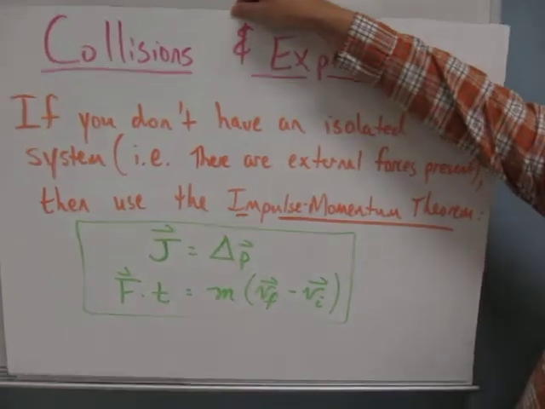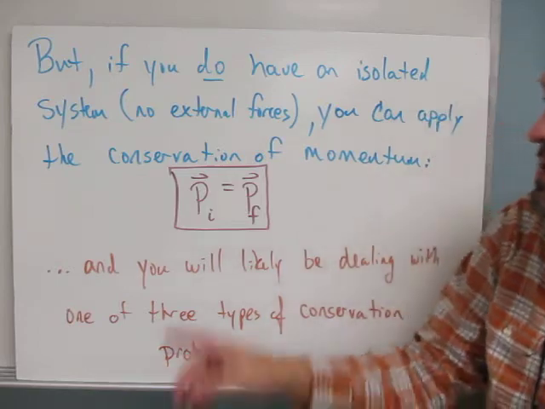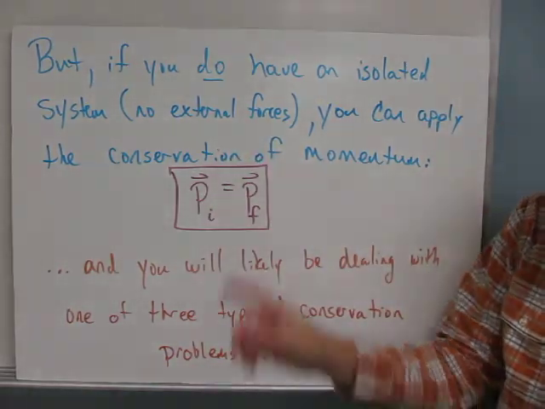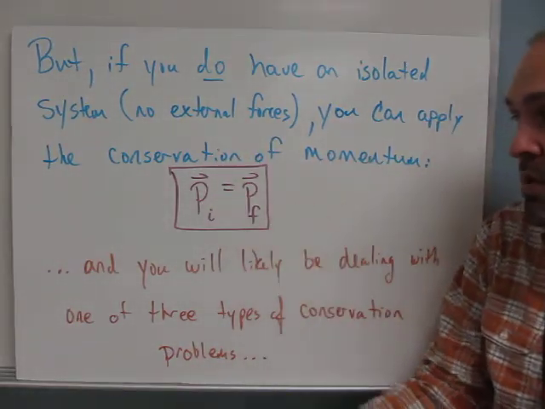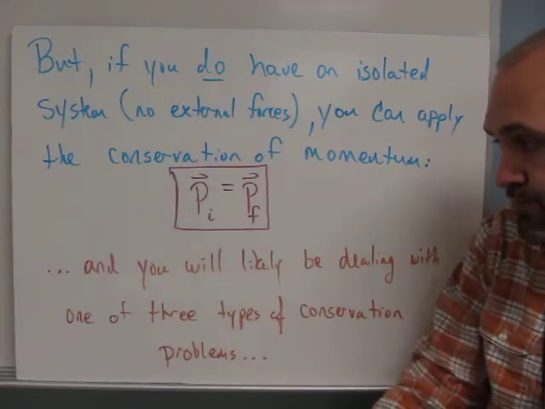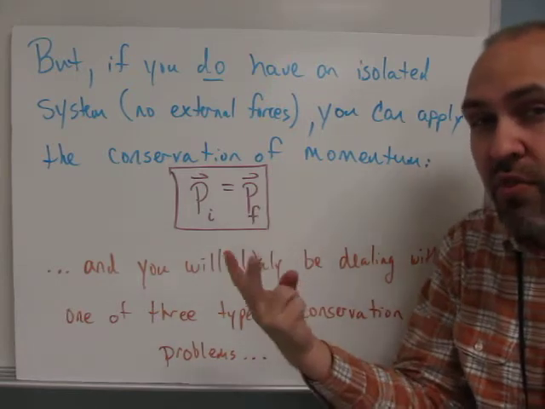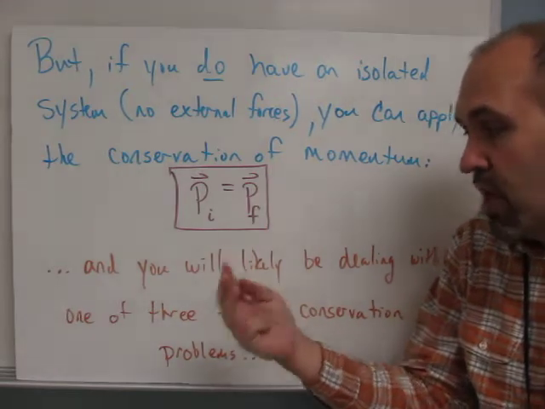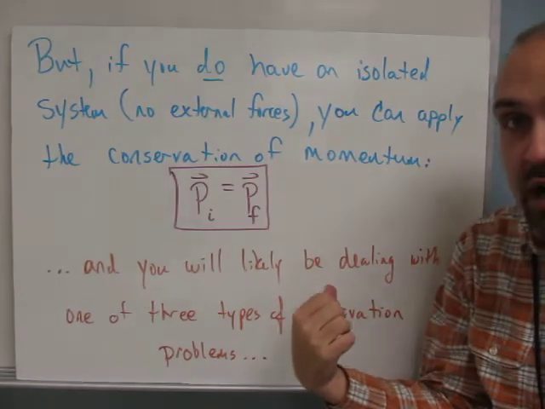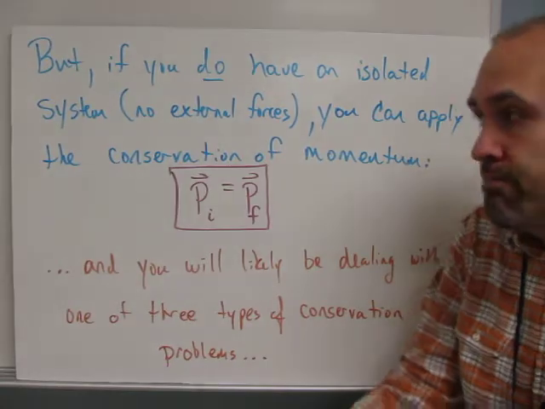But if you do have an isolated system, that is, there are no external forces, you can apply the conservation of momentum, which says that the original equals the final, and that should also be on your card. If we're applying the conservation of momentum, you'll have one of three types of conservation problems, and that's what this video is about: defining those three types and giving you an example of each type.